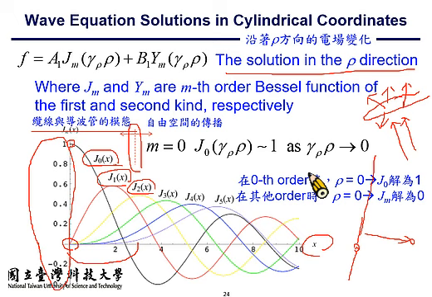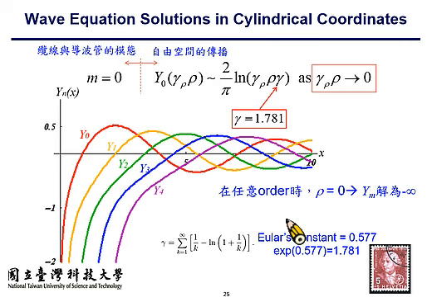All right, so that's the Bessel function of the first kind and the second kind. This is the solution. This figure draws the Bessel function of the second kind, Y, of different orders. So when m equals 0, Y sub 0, that is the zeroth order Bessel function of the second kind, approaches minus infinity.